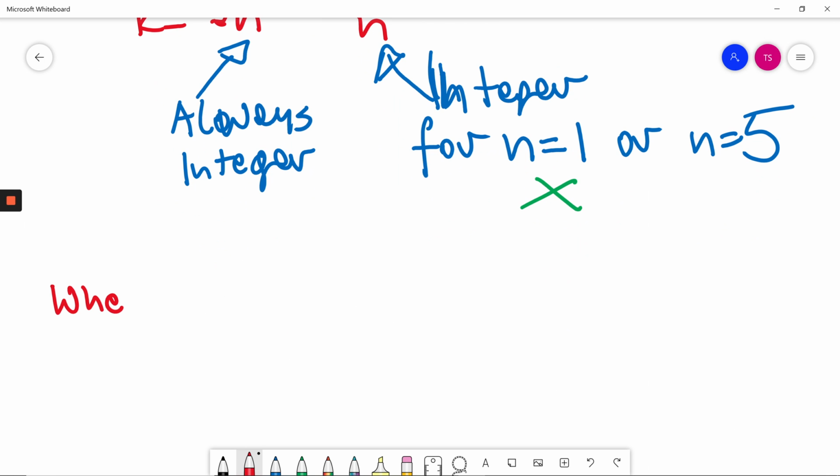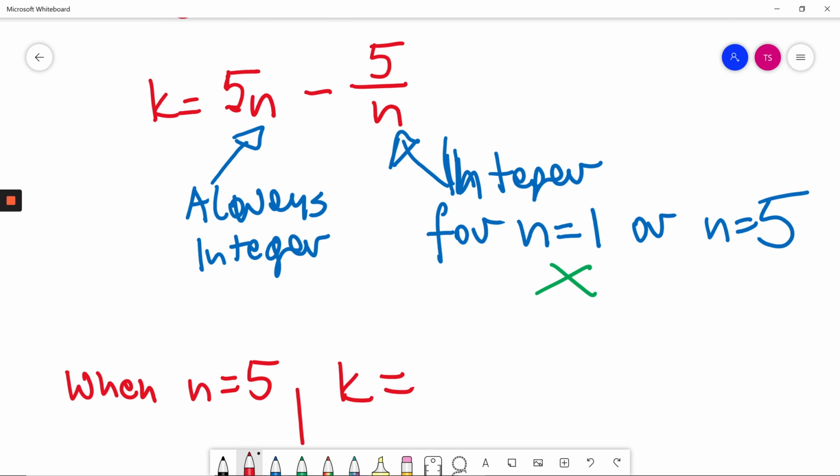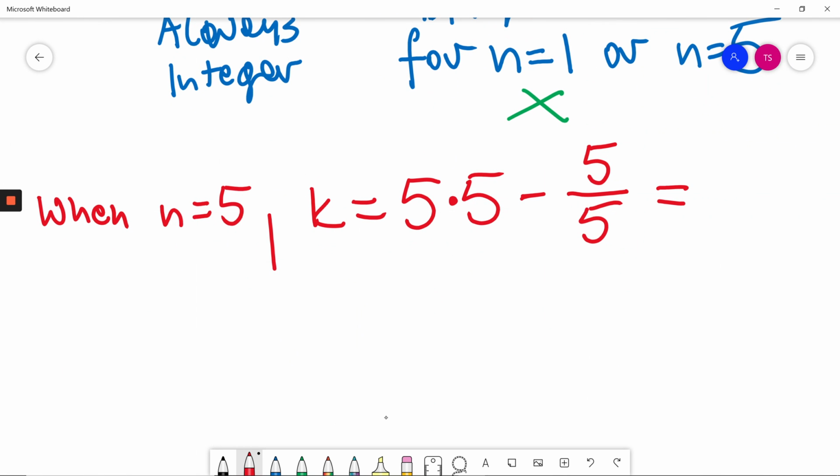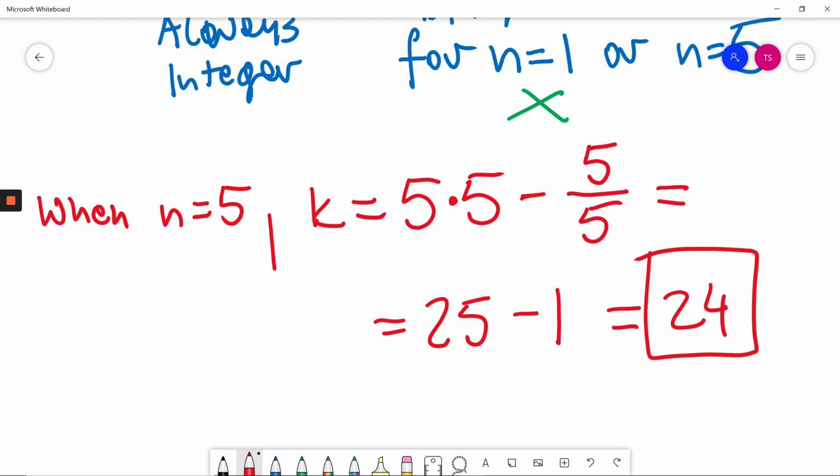When n is equal to 5, k will be equal, k is again 5n minus 5 divided by n, so k will be equal to 5 times 5, minus 5 divided by 5, 5 divided by 5, so k will be equal to 5 times 5, 25, minus 1, so k is equal to 24. So the answer for this question is C.